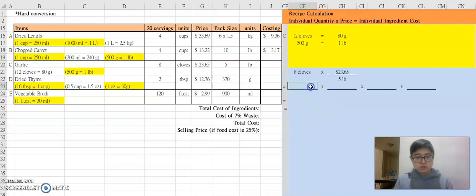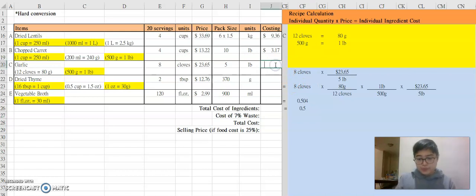Okay, for C, 8 cloves. 12 cloves equals 80 grams. 500 grams is equal to 1 pound. And then 5 pounds here, 23.65. The answer is 0.504, and to 2 decimal places is 0.50. The equation is 8 times 80 divided by 12 times 1 divided by 500 times 23.65 divided by 5. The answer is 0.5.